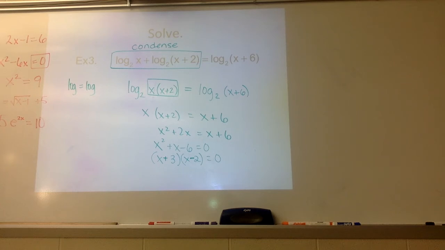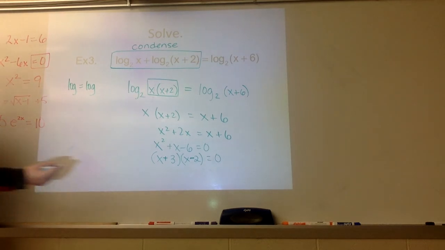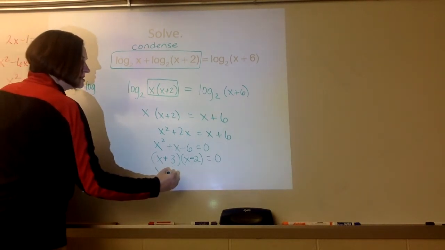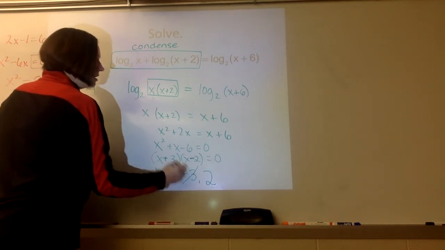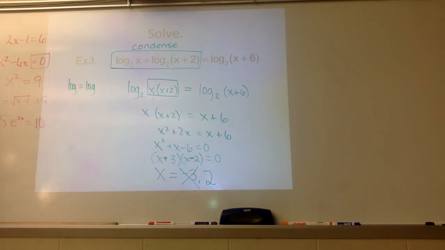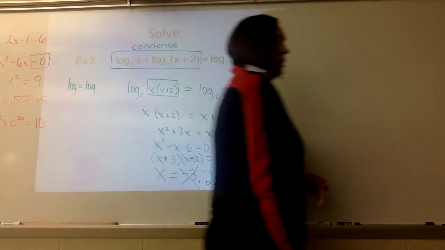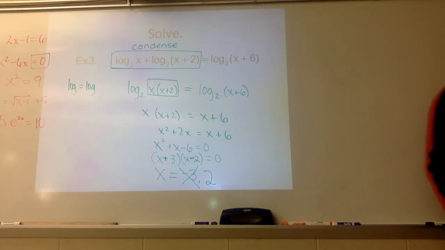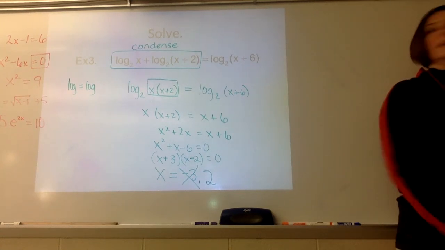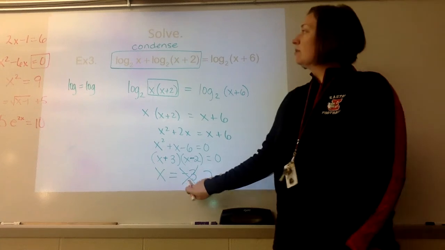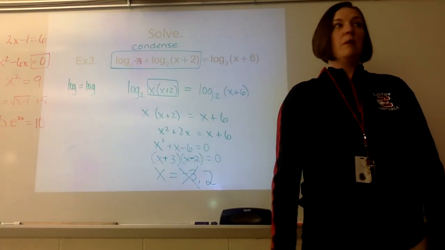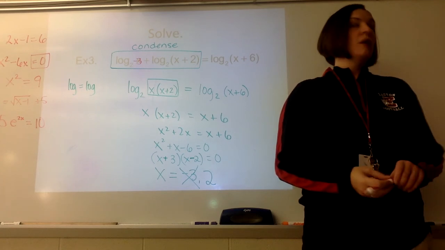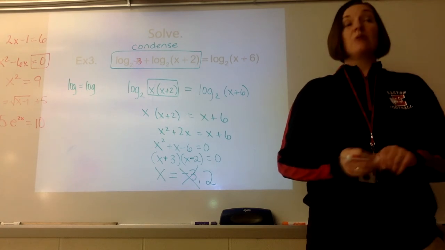Alright, so now I'm going to blow your mind. Are you ready? The answer to this starts as this, and then the answer is just 2. Why? Jordan? You can't have a negative in your log. If I take -3 and plug it in right here, can that ever happen? Log base 2 of -3? No. So guess what? You have to check your solutions.